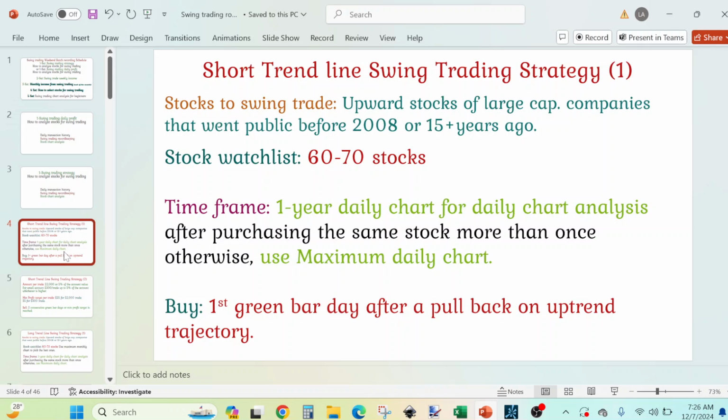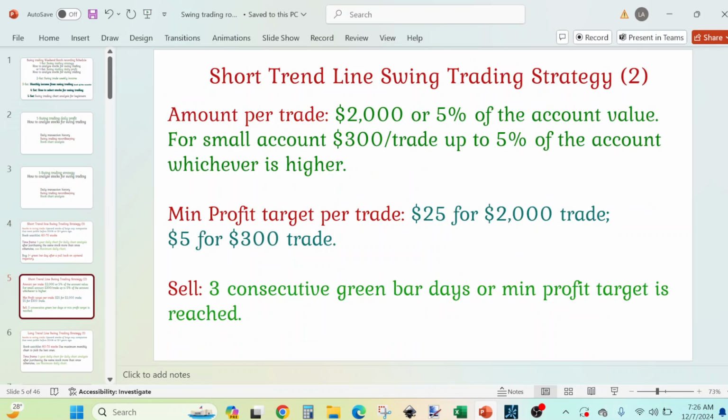But in our case, we use the short-term trend line swing trading strategy by trading them on short-term trend lines, and sometimes buying them when they are away from that trend line. That allows us to buy at the first green bar after a pullback, whether it goes back to the trend line or not, and then we sell it after 3 days of consecutive price increase, or when the minimum profit target is reached, and we allocate a smaller dollar amount per trade.